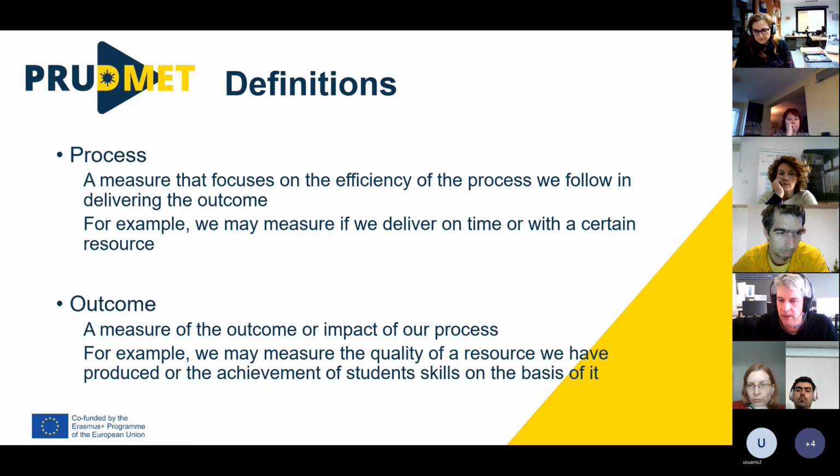So through using technology, do students think that our learning resources are better quality? Through using technology, do our students progress further in developing their skills than they did before we used technology? And that's really questions around the outcome measures. But there's also these process measures where we will be focusing on the efficiency of the process that we follow. And we're talking about learning management systems, for example.